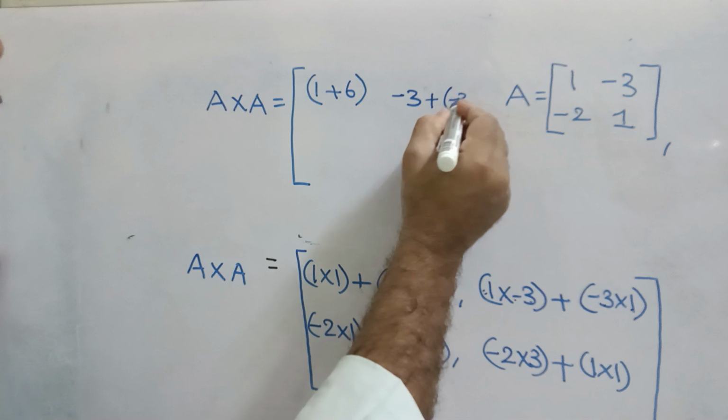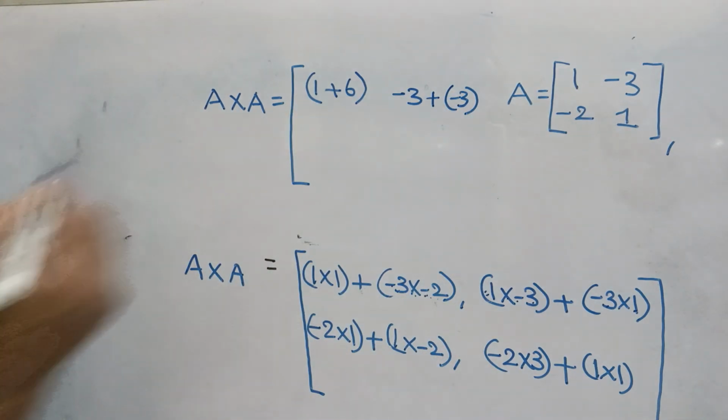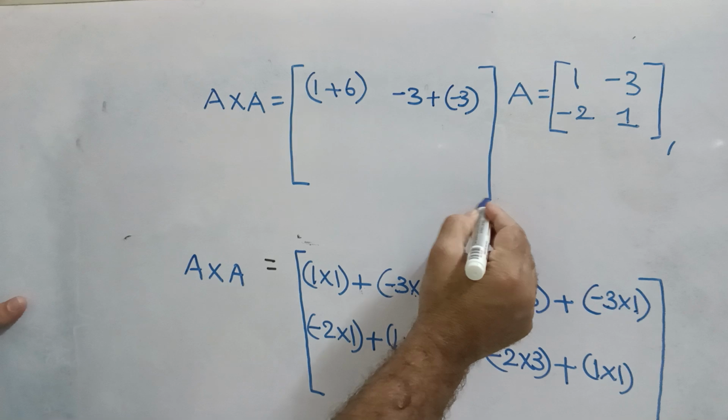Therefore minus 3, you write in a bracket. It is minus 3, right? Put it in a bracket like this. That is the second element.